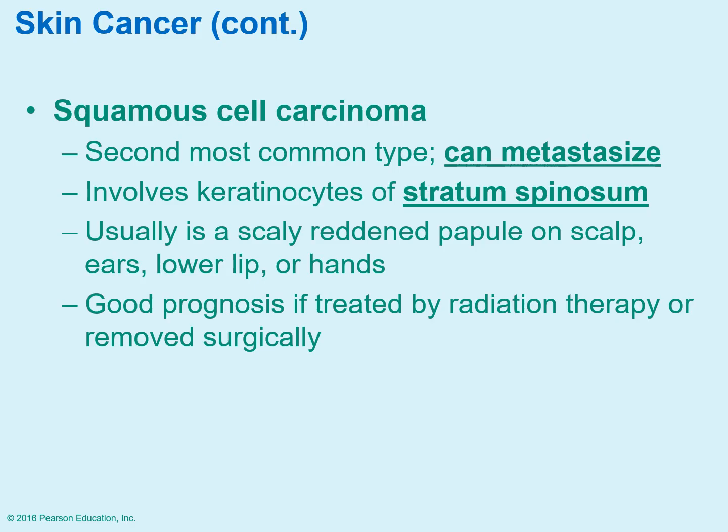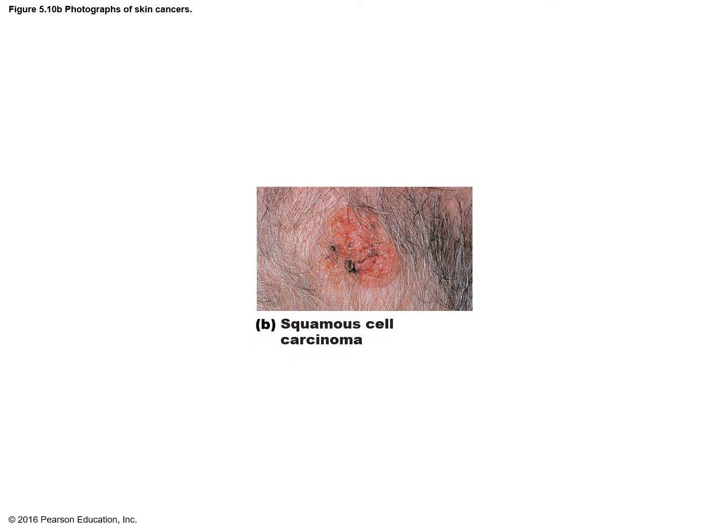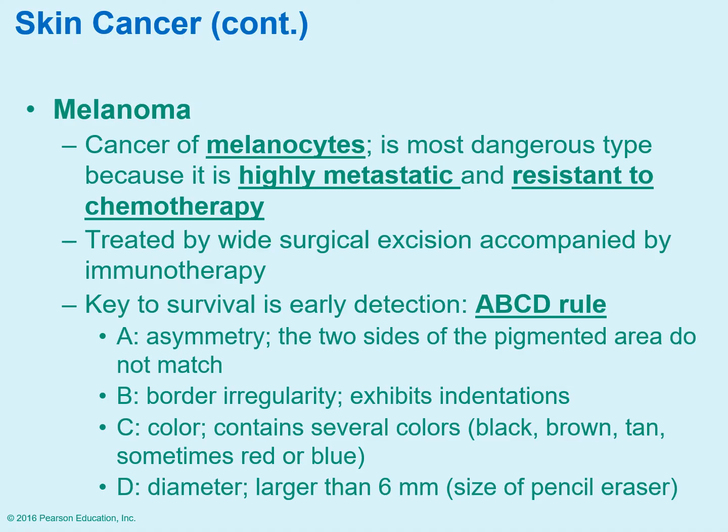Squamous cell carcinoma is the second most common type. Now this can metastasize. It's involving the keratinocytes in the stratum spinosum layer. Usually it starts as a reddish area on the scalp, ears, lower lip, hands, areas that are often exposed to the sun. There's usually a very good prognosis with this. Once again, usually it's going to be removed surgically. In extreme cases, they may have to use radiation for it. So that may be what squamous cell looks like. Once again, each person is going to be a little bit different.